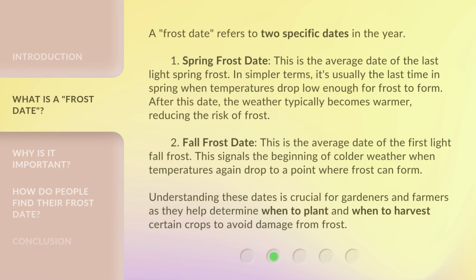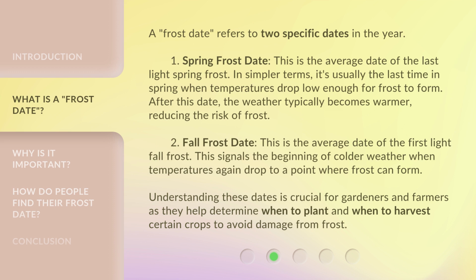A frost date refers to two specific dates in the year. 1. Spring frost date. This is the average date of the last light spring frost. In simpler terms, it's usually the last time in spring when temperatures drop low enough for frost to form. After this date, the weather typically becomes warmer, reducing the risk of frost.